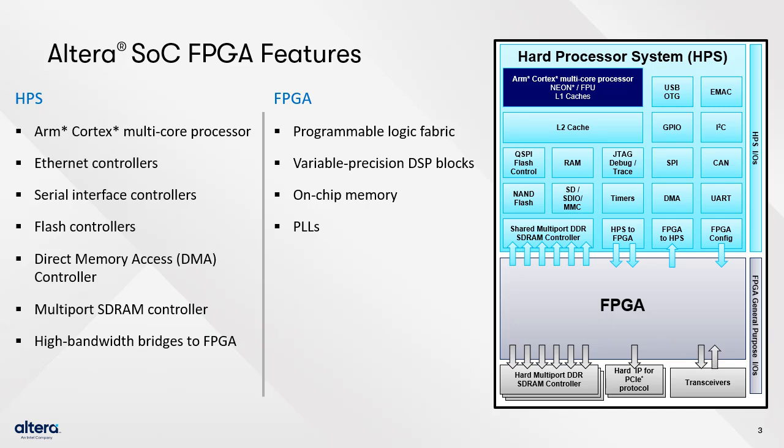The FPGA portion of the SoC FPGA devices contains features familiar to FPGA designers, such as programmable logic fabric, DSP blocks, and on-chip memory. High-speed bridges connect the hard processor system to the FPGA fabric, so communication between the two parts of the device is very efficient with high throughput.